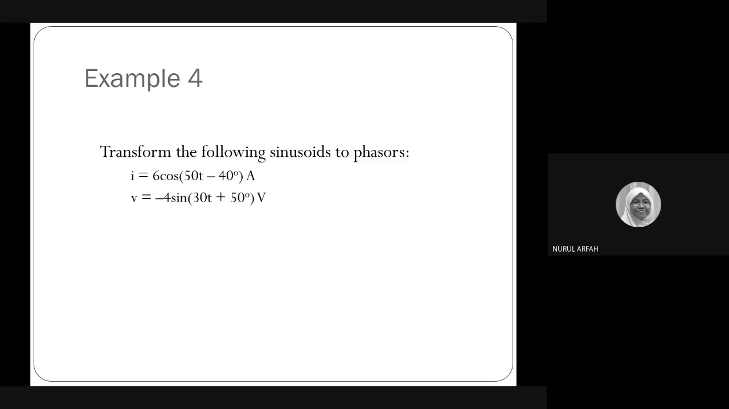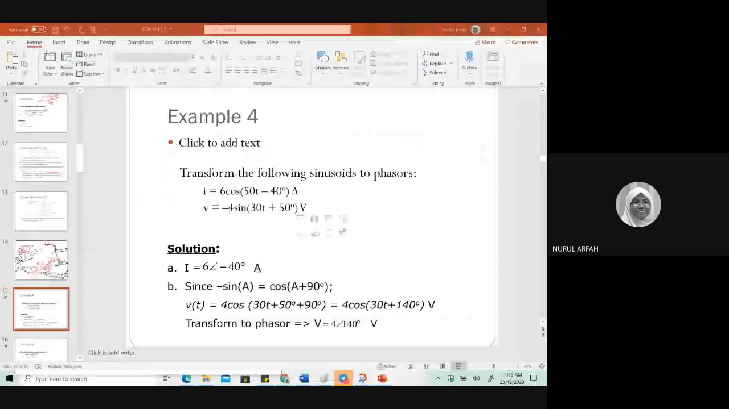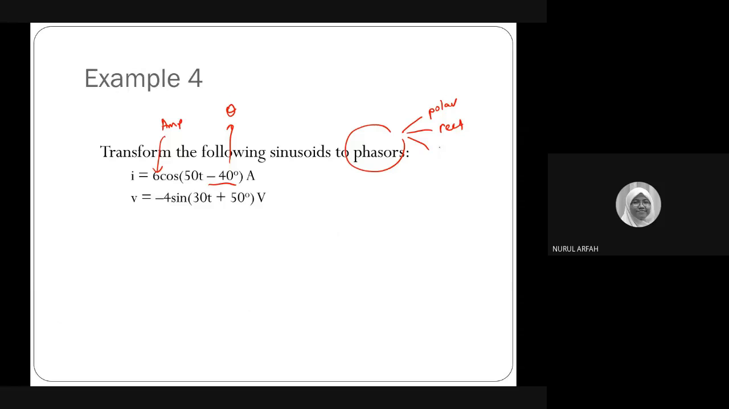Sinusoidal form into phasor. There are two signals. So how do we transform this? We know that a phasor has three forms: the rectangular, the polar, and the exponential. So we have this. This is what? 6 is the amplitude. Theta is the phase. So what is this in polar form first? Polar, and then rectangular, and then exponential. But I think the most important parts are these two, so we better concentrate on these two.